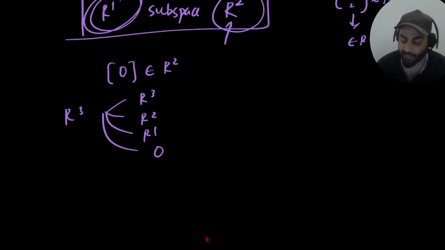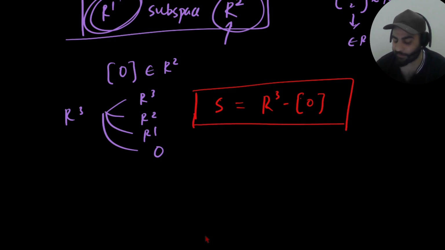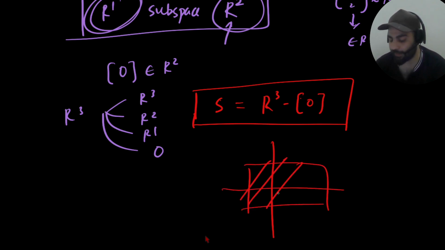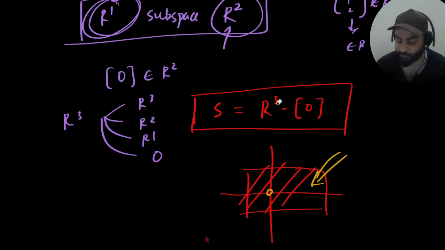So let's suppose there is R cube, and I subtract the 0 vector from it. Let's call this S. Will you call this S a subspace now? I'm just removing one vector out of it. It's like if we have R2, which is a whole plane, and I'm just puncturing it, putting a hole over here. This 0 0 vector does not exist there. So can you still say that this R2 is still a vector space? What do you say?